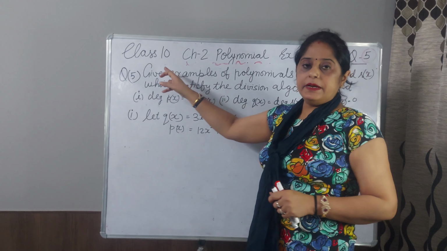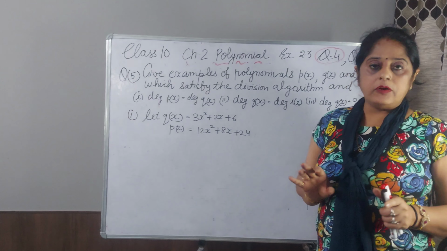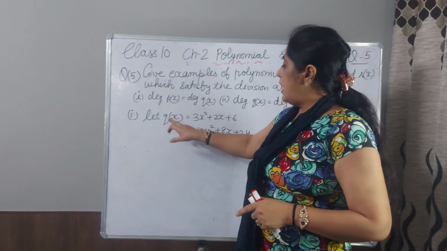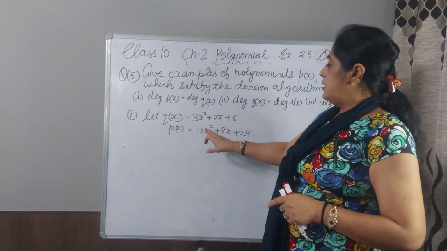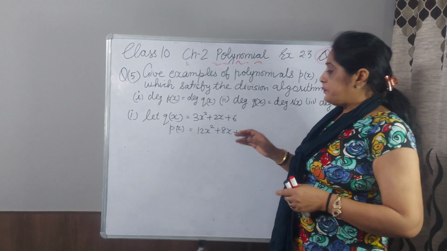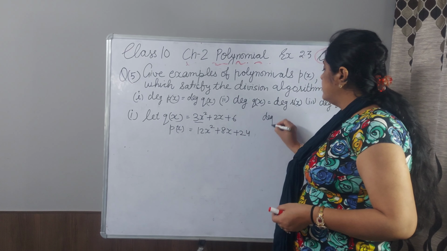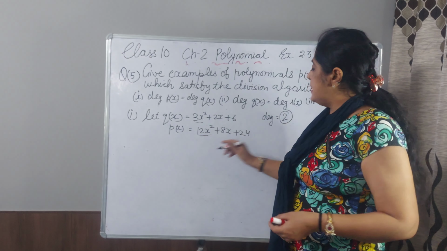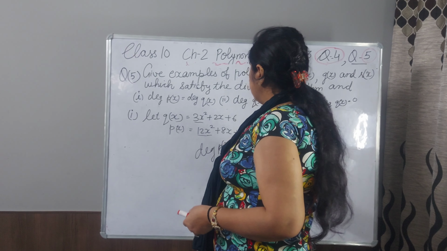First I will read the statement. Give example of polynomials px, gx and rx which satisfy the division algorithm, and degree of px is equal to degree of qx, first part. Let our qx quotient is 3x square plus 2x plus 6, and our dividend px is 12x square plus 8x plus 24. Now you can divide this and you can check the degree of qx, that is 2. Degree is 2 for quotient, and here degree of dividend px is also 2, which satisfies degree px is equal to degree of qx.